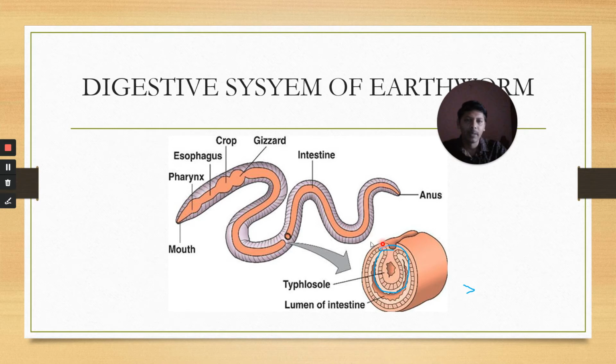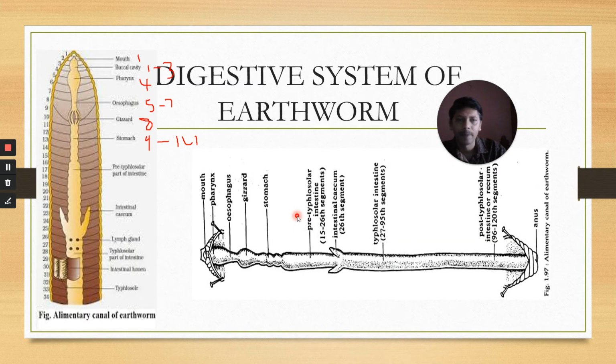Okay, here you can observe that in some part of the intestine, starting from the 26th segment, the intestine has a fold. You can see on the dorsal side there is a fold here. This is called typhlosole. That part of the intestine which consists of typhlosole is called the typhlosolar region of the intestine. You can see it in the next slide.